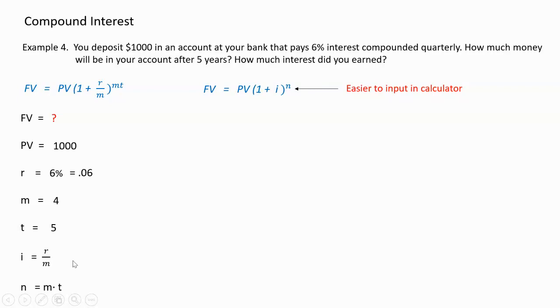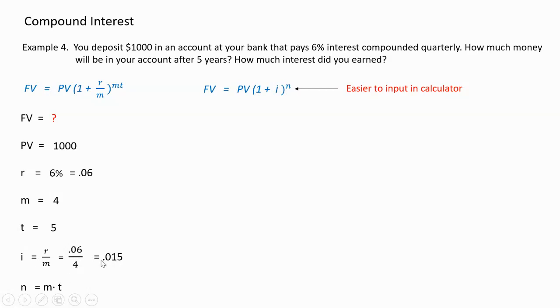Now, what's the I? The I is R divided by M. My R is 0.06, my M is 4, so it's going to be 0.06 divided by 4, which will give you 0.015.